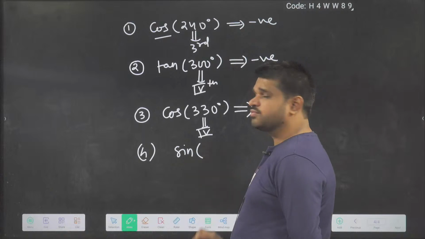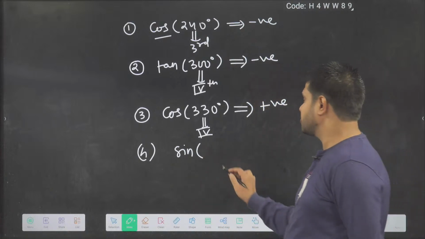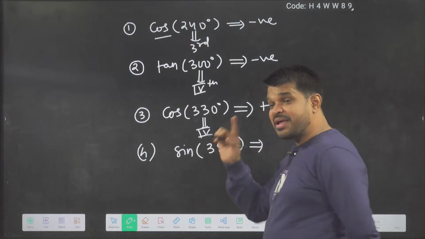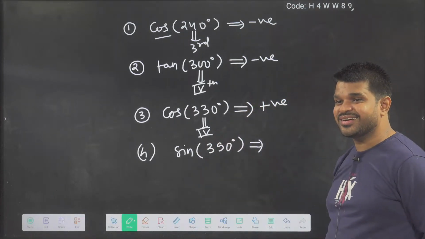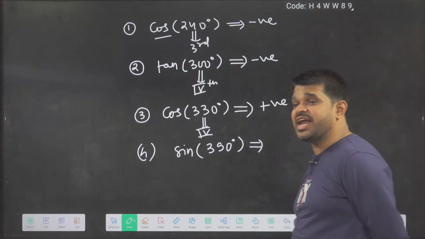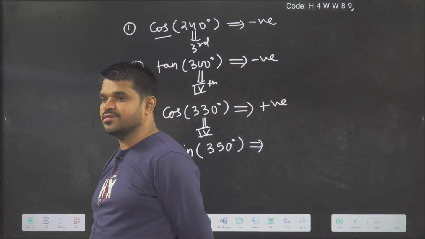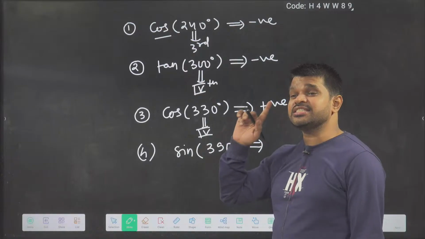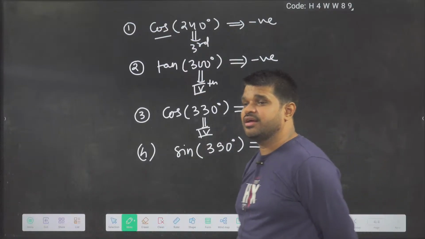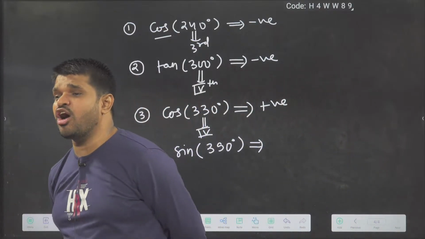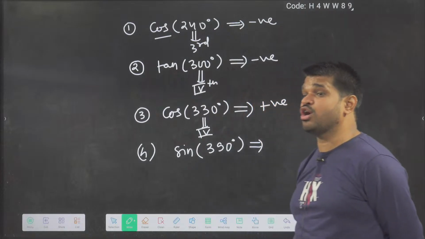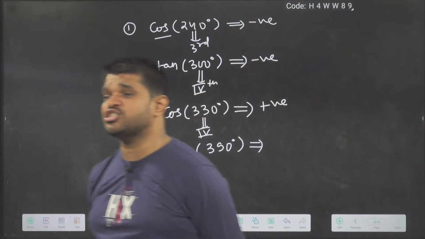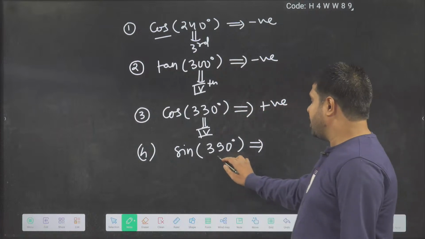Sine 390 degree. Think a little bit and answer. Sine 390 degree. Who will tell me? 390 degrees is an angle of which quadrant? I want the quadrant name. Yes, first quadrant. How first quadrant?